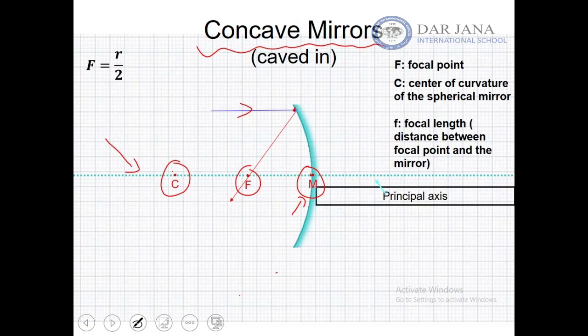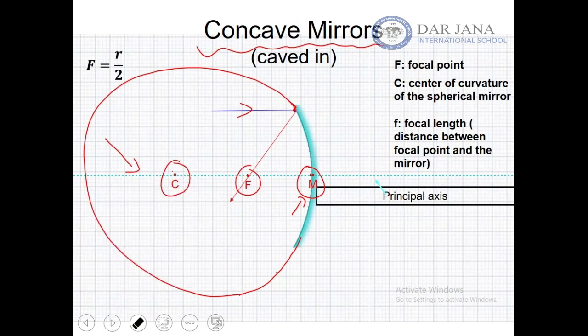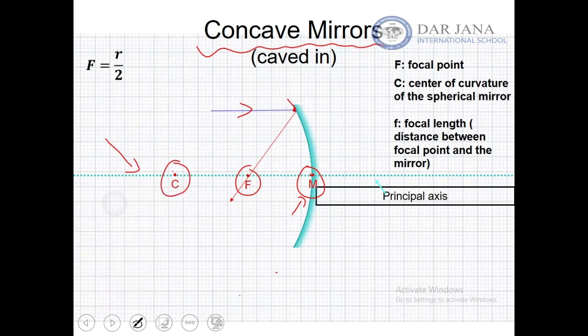Point C is the center of curvature of the spherical mirror. We are saying spherical mirror, which means that this concave mirror is part of a complete sphere. A sphere has what? A center, which is C. But we are taking only one part of the sphere, only this arc, which is the arc related to the spherical mirror, the concave mirror.